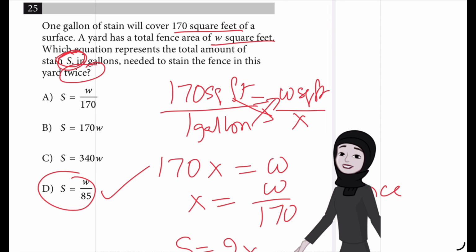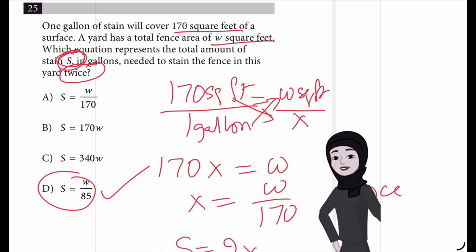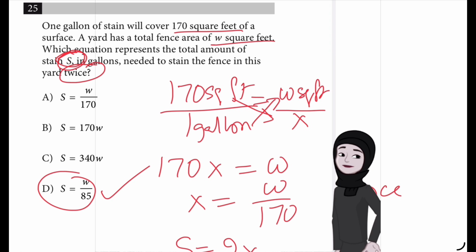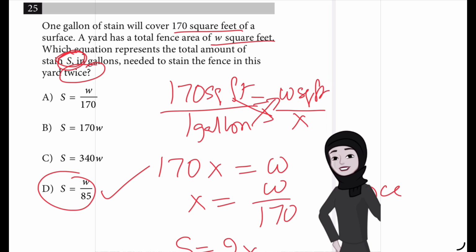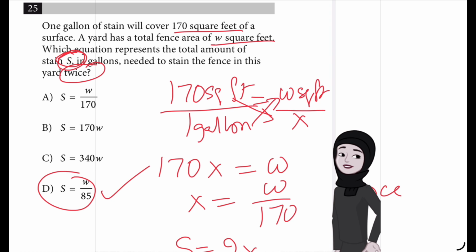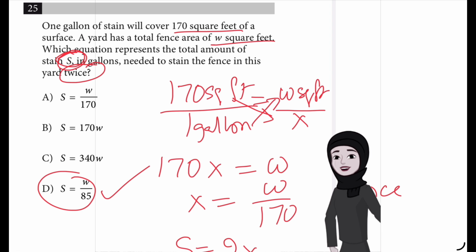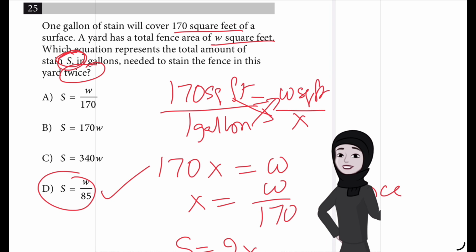It's given that W represents the total fence area in square feet. Since the fence will be stained twice, the amount of stain in gallons will need to cover 2W square feet. And it's also given that 1 gallon of stain will cover 170 square feet. So dividing the total area in square feet of the surface to be stained by the number of square feet covered by 1 gallon of stain gives the number of gallons of stain that will be needed. Dividing 2W by 170 yields 2W by 170, or W by 85. Therefore, the equation that represents the total amount of stain S in gallons needed to stain the fence of the yard twice is S is equal to W by 85.